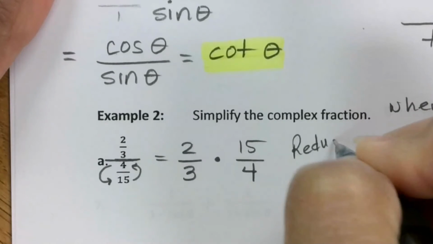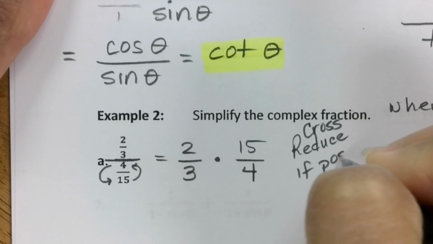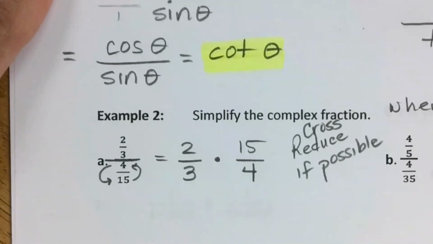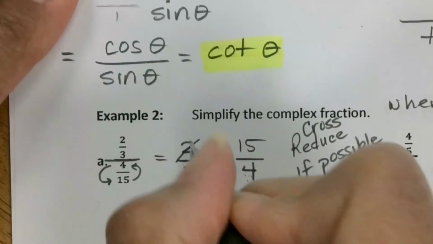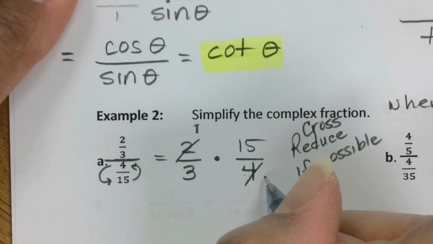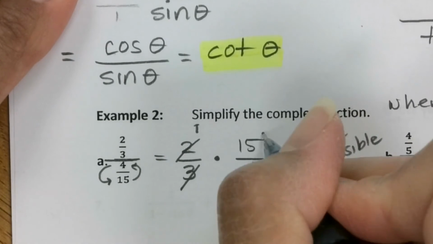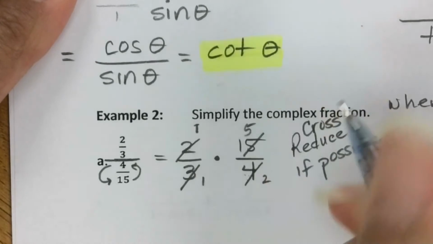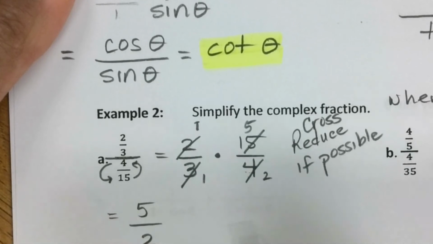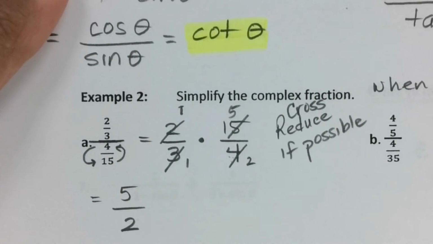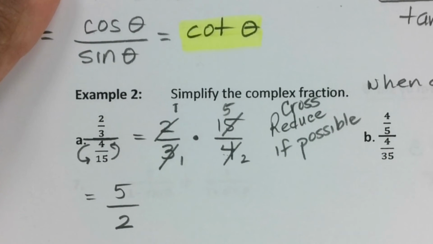Cross-reduce, if possible. What I mean by that is check to see if you have some common factors at the crosses. Well, 2 and 4 have a common factor of 2, so I divide them both by 2. And 3 and 15 have a common factor of 3. So 1 times 5 is 5, and 1 times 2 is 2. If you cross-reduce, you will get a fraction that's already fully reduced, if you find the greatest common factor.